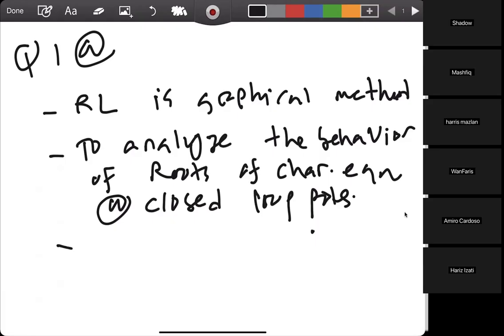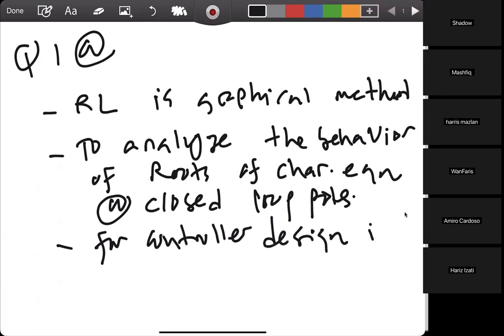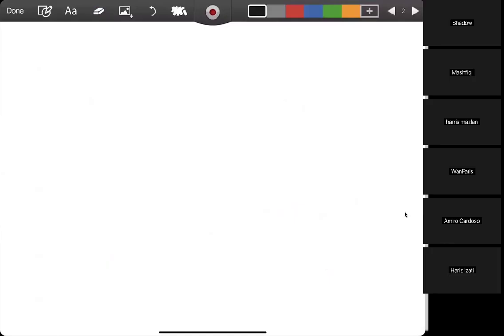So for controller design, i.e. P, PI, PD, and PID. So something like that. You have to compose a paragraph consisting of all these keywords. Can?